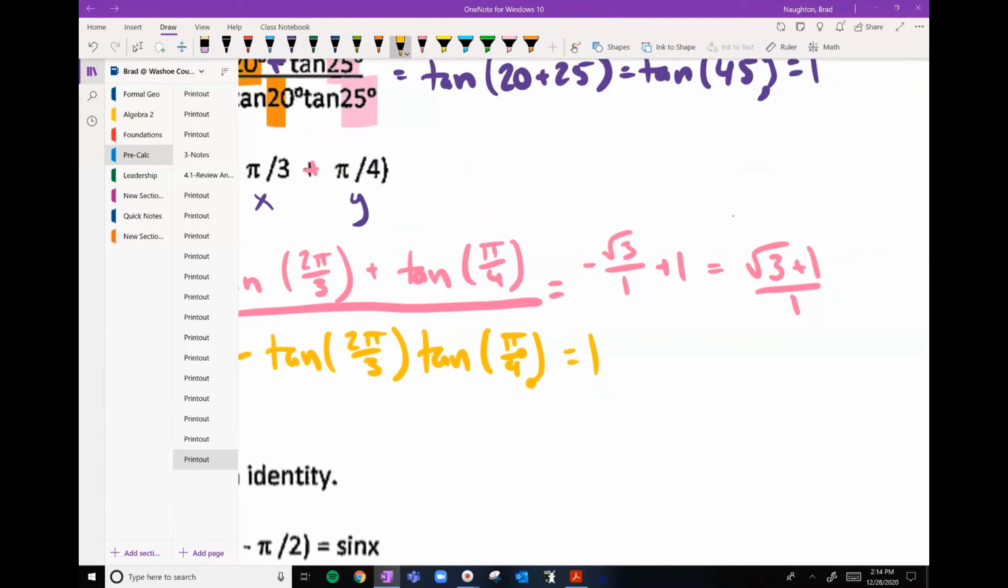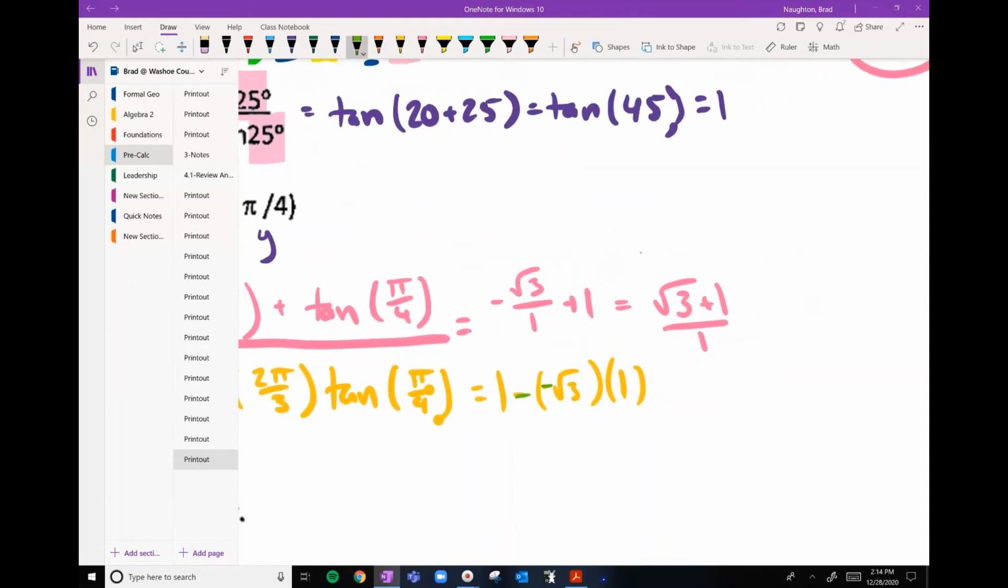So this is going to be 1 minus root 3 times 1. Sorry, I got to get my negative in there because, again, as I mentioned before, those negatives will eat you alive if you forget them. So a negative and negative is going to make this a positive. So this is going to be 1 plus root 3. So again, that's 1 fraction.